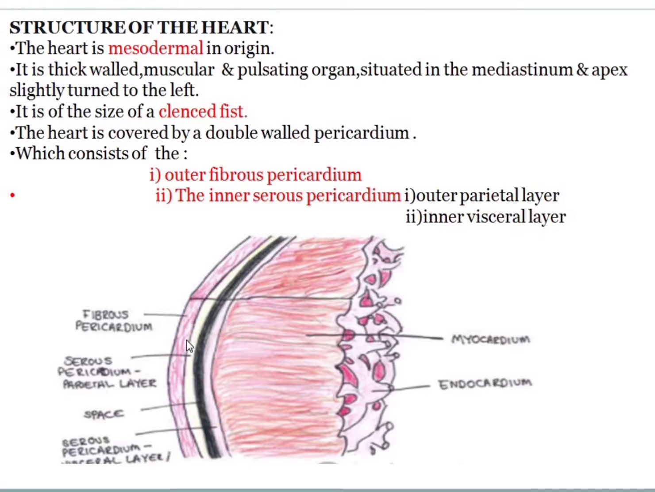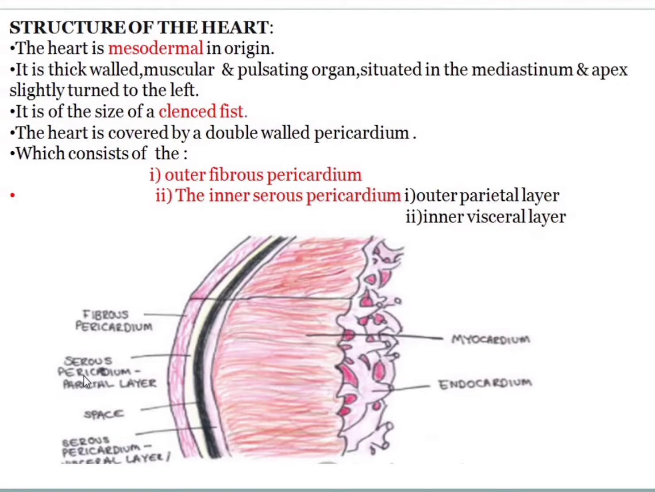It is a thick, muscular and pulsating organ situated in the mediastinum, and its apex is slightly turned towards the left side. The size of the heart is a clenched fist, our fist size, and it has a double walled pericardium. This is the outer layer of the heart, covered with a double walled layer: first the outer fibrous pericardium, and the inner serous pericardium layer.